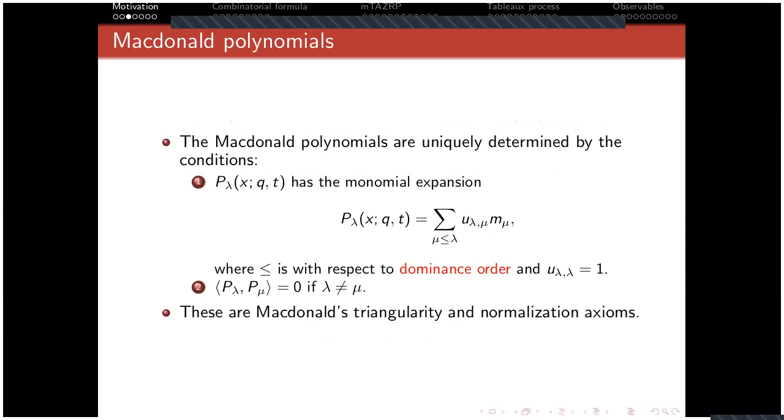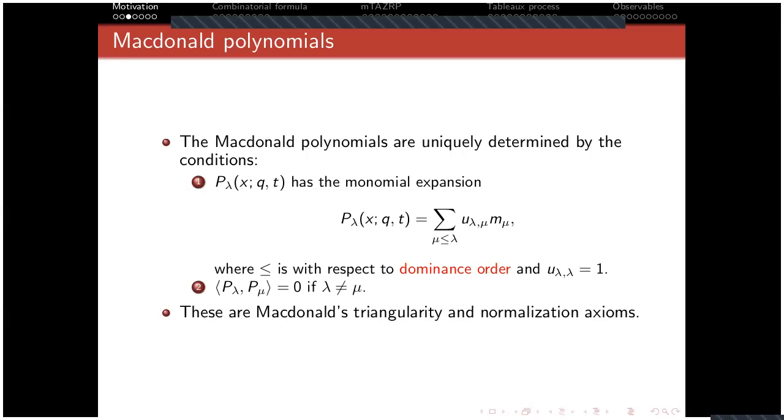In terms of the m's, the monomial basis, they have a monomial expansion. So P_lambda expands in terms of m_mu, where mu is less than or equal to lambda, where this less than or equal to is a certain order relation on partitions called the dominance order. I can explain it if needed, but for the talk it's not so important. And moreover, the diagonal coefficients are 1, so the leading coefficient is 1, and they are orthogonal with respect to this inner product. Okay, so these are known as the triangularity and normalization.